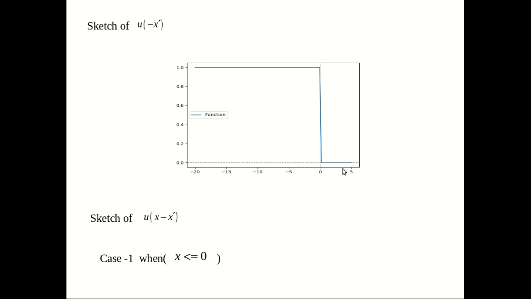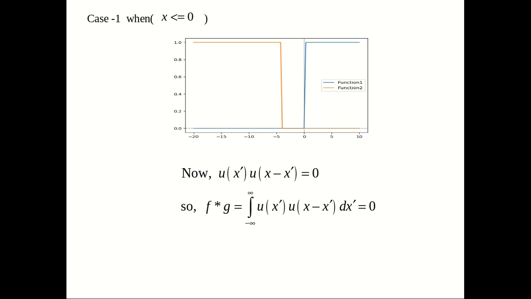Now we want to draw the graph for u(x minus x'), where x' is any arbitrary value. Now we consider two different cases. For case 1, when x is less than or equal to 0, the graphs will be like this. This saffron colored graph is for u(x minus x'), and the blue colored graph is for u(x'). Now we want to calculate the product of u(x') and u(x minus x') when x is less than or equal to 0.